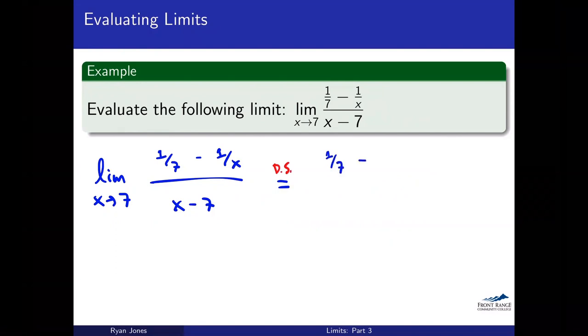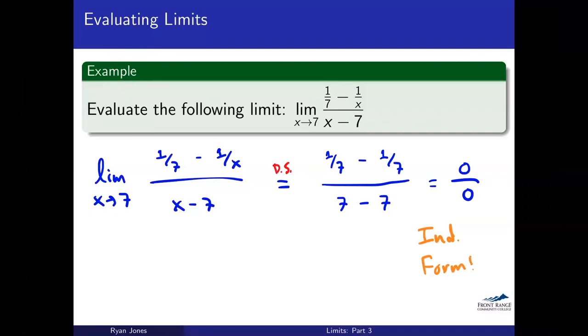Notice I don't write the limit anymore because I'm evaluating it. I'm doing my direct substitution, so I don't have to write LIM. I plug in 7 for x, and I end up with 0 over 0, indeterminate form. We're happy and we're sad. We're happy because we know that we have a little bit more work to do. We know that this doesn't give us a definitive answer. We're sad because we'd love for it to just give us a definitive answer. But we got to do some more work.